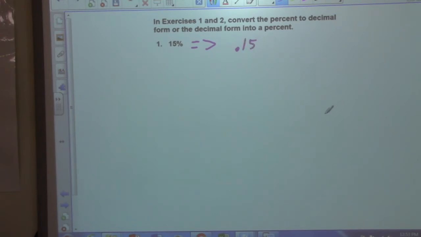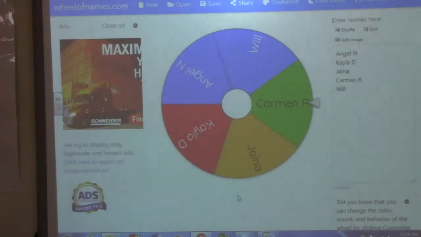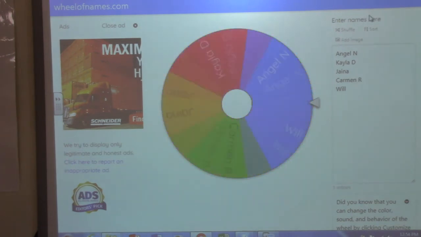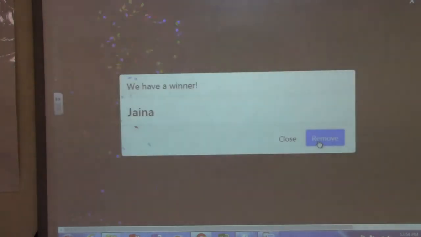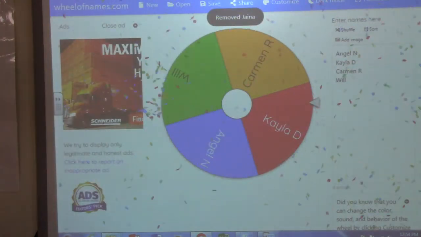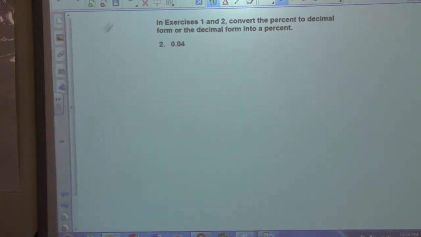I'll do the next one. You want to do the next one? Just spin the wheel. 4%. Next one. It'll be Jana. Move the decimal over 2 places to the left. All right, Jana, what did you get for this one? 4%, so it was 0.04. So what happens is that a percentage is just a different form of an exponent, essentially.